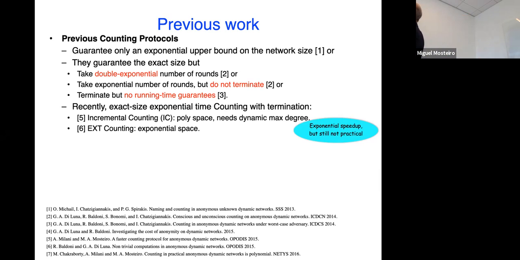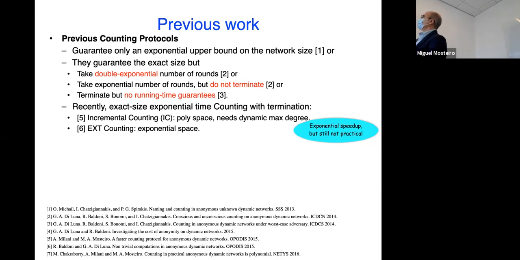In the seminal work by Spirakis and his colleagues, they guarantee only an exponential upper bound on the network size. So they compute the network size, but it's only an upper bound, and it could be as bad as exponential, which is of course very bad. They also guarantee the exact size, but in terms of rounds of communication, it's doubly exponential.